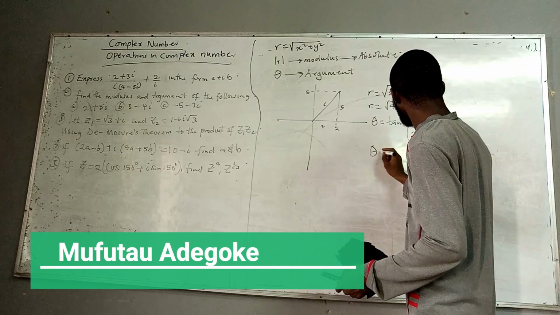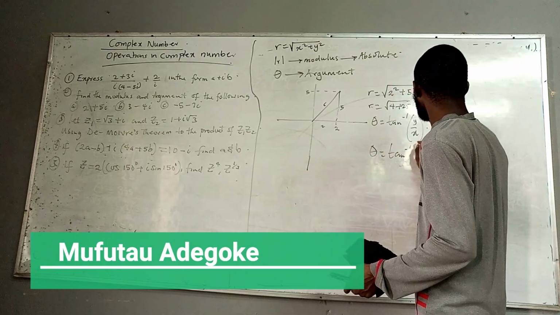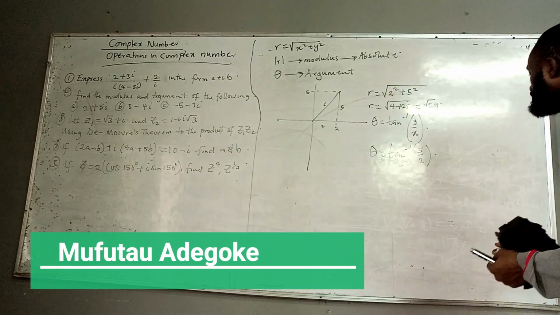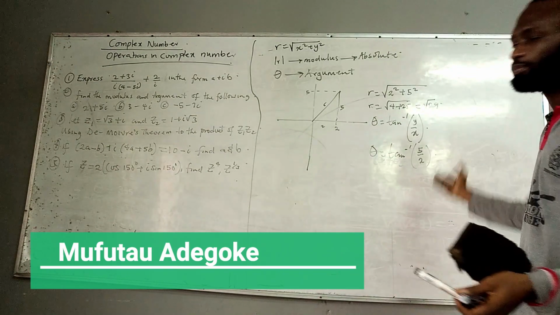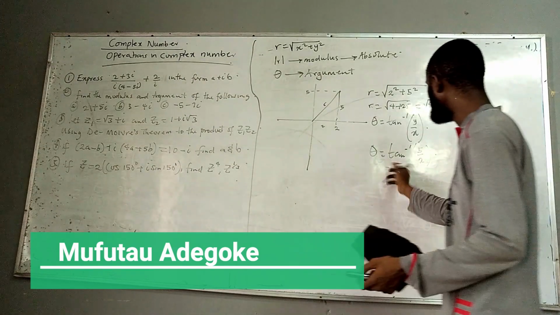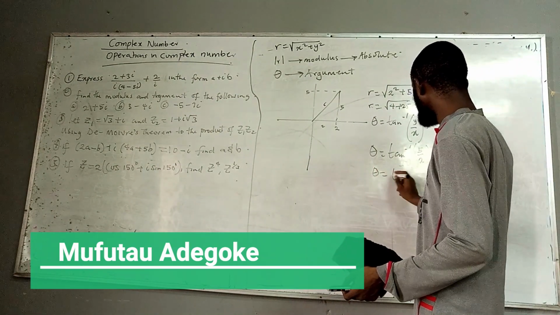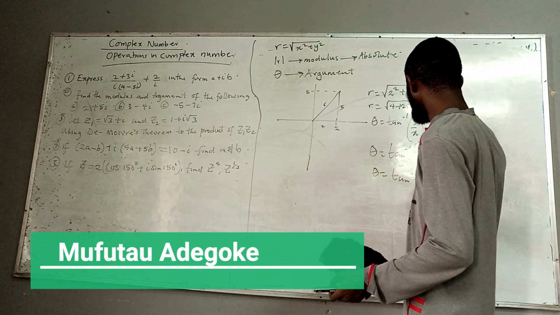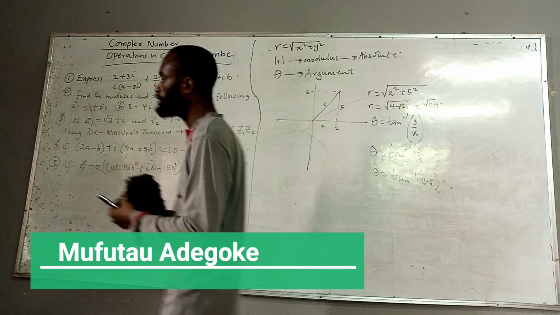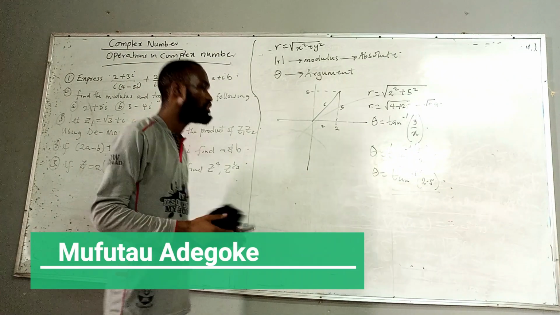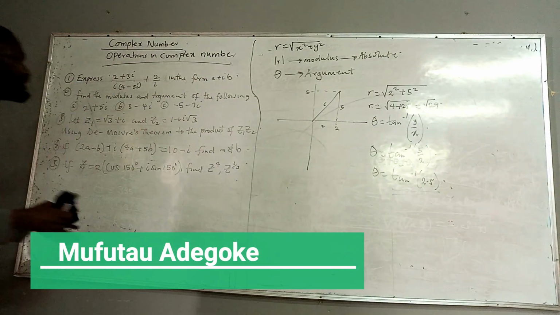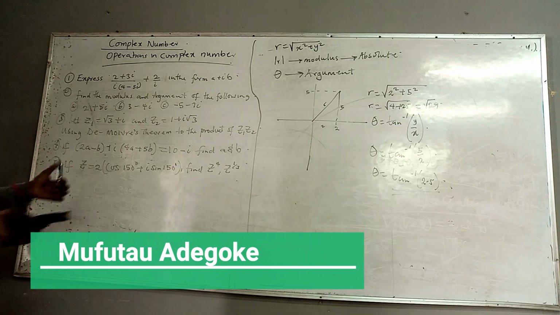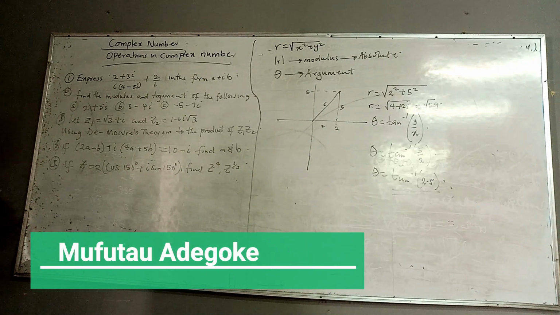I will just have theta equals tan inverse of 5 over 2, which is tan inverse of 2.5. You can press your calculator. Tan inverse of 2.5, you are going to have your answer. And that is the argument. That is how to get the argument. When you're asked to find the argument, your theta is your argument, and when you're asked to find your modulus, R is your modulus.